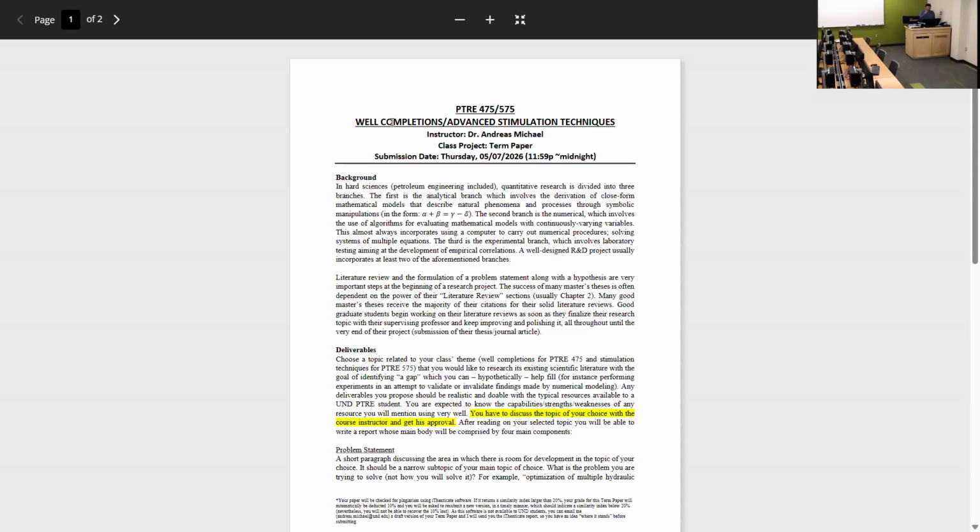Good graduate students begin working on their literature reviews as soon as they finalize their research topic with their supervising professor, and keep improving and polishing it all throughout until the very end of the project, which is the submission of their thesis or the associated journal article. That is, it's a never-ending process.